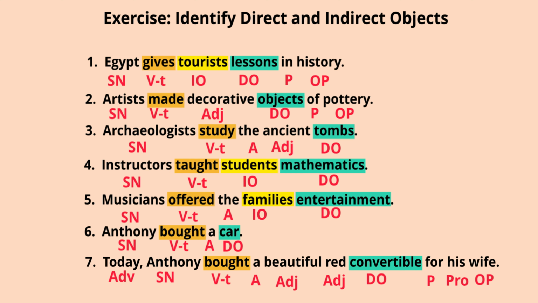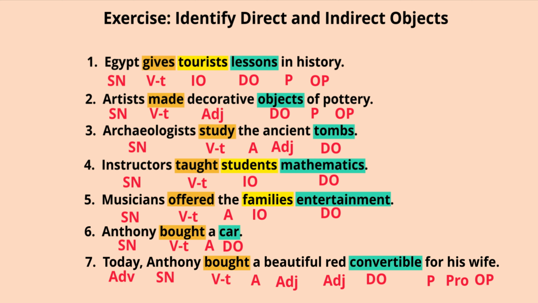Instructors taught students mathematics. So here instructors would be the subject noun and taught would be a verb. Let's ask the question, instructors taught what? To figure out the direct object. So instructors taught mathematics. So mathematics would be the direct object. And because we have a direct object, the verb would become a transitive verb.